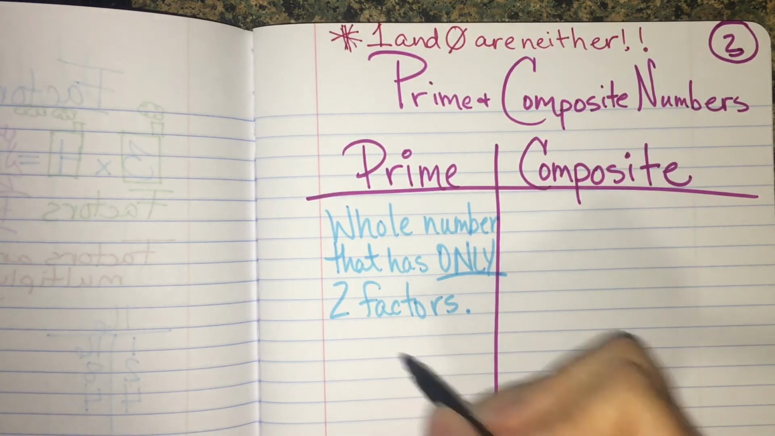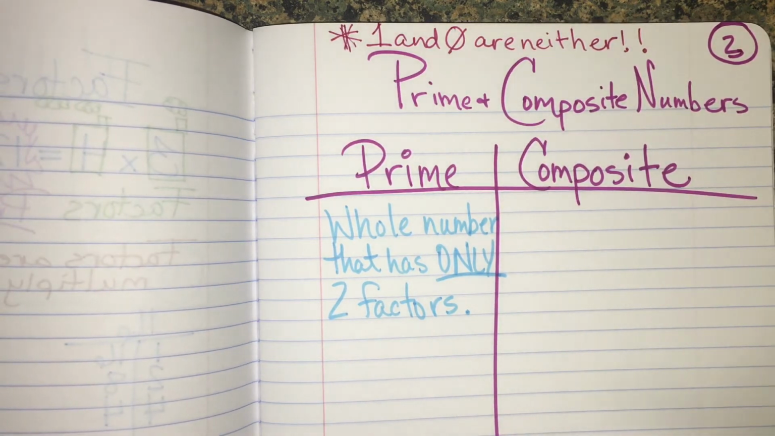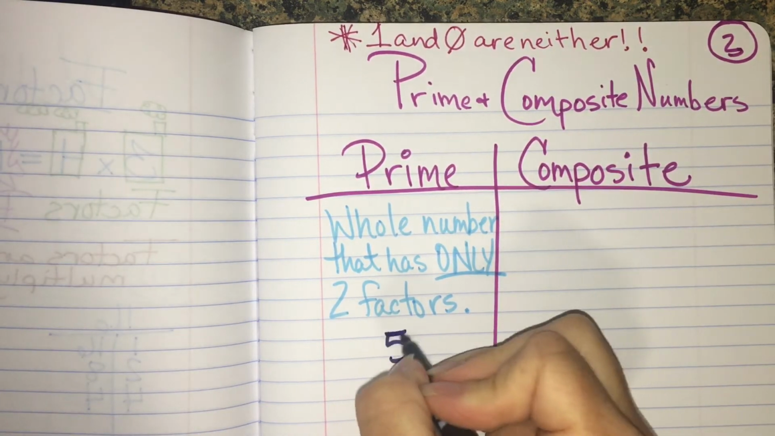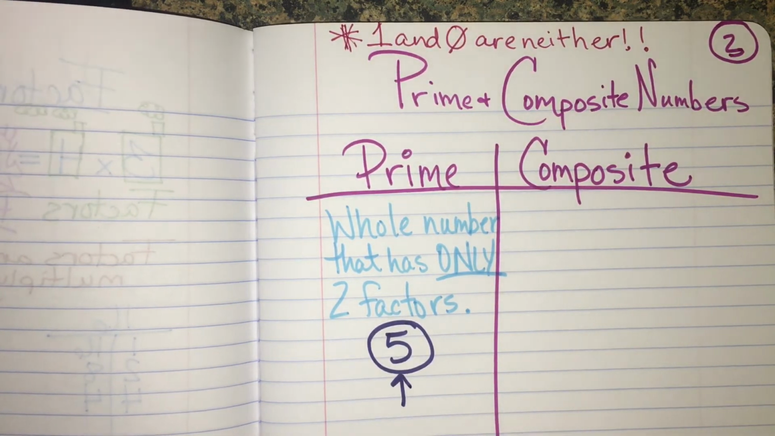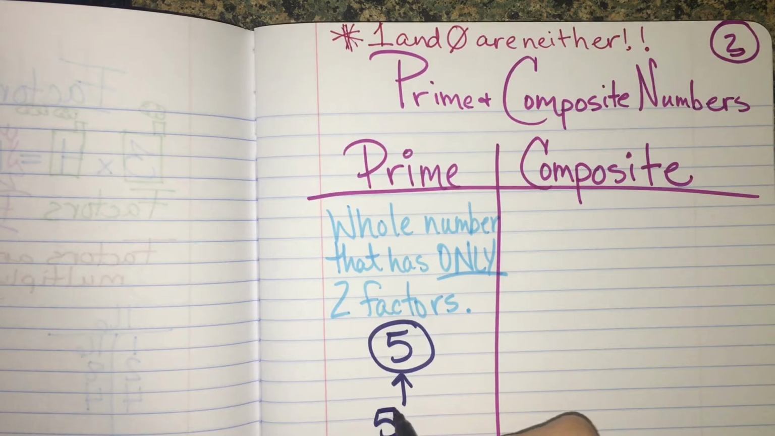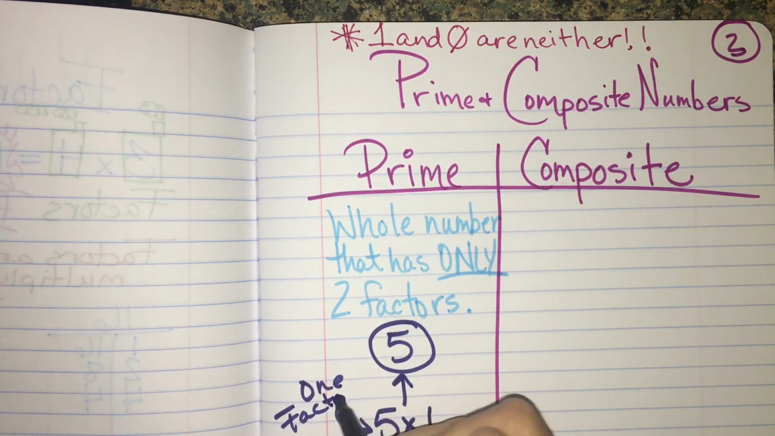So if you look at a number like 5 and think about what multiplication facts can get me to 5, the only way to 5 is 5 times 1. It only has 1 factor pair, okay? So 1 factor pair, and it's prime.